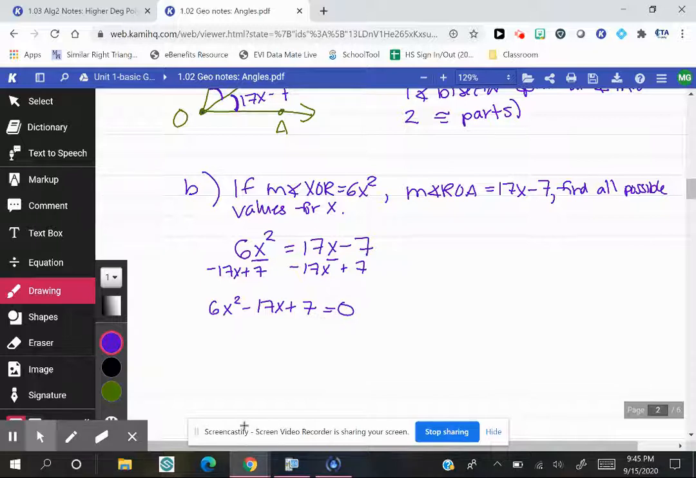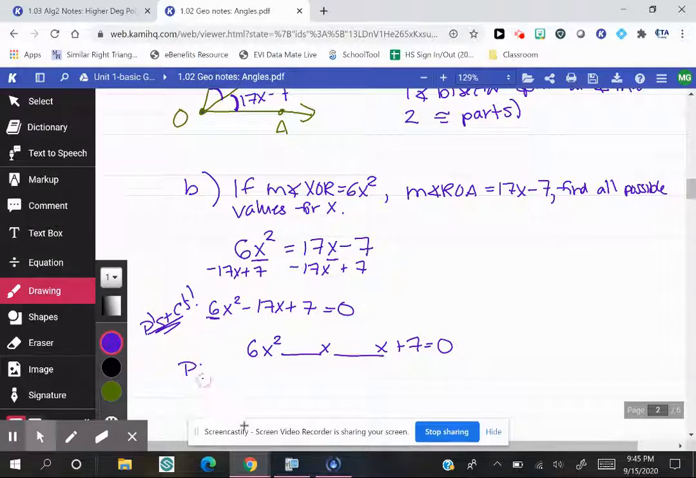No GCF out of these, and I noticed that the lead coefficient is bigger than 1, which means I want to use P's and C's. So first I'm going to rewrite this as 4 terms. Here's a quick refresher on your P's and C's. My P is the product of my first and last term, so 6 times 7 gives me a positive 42. C is my center term, so negative 17.